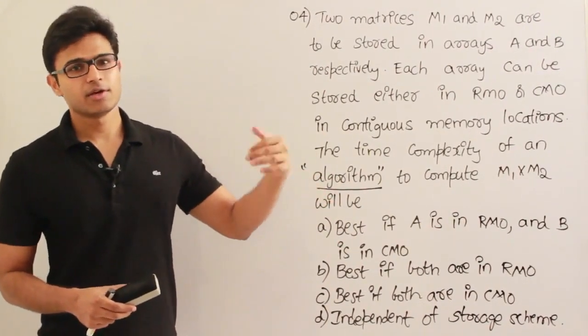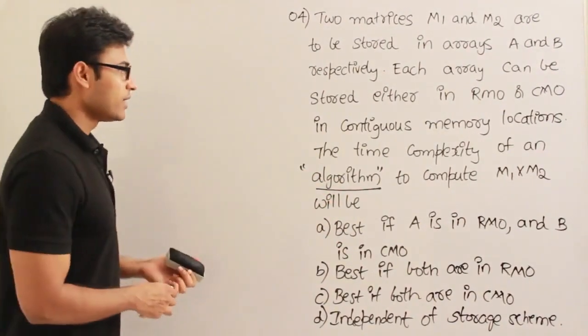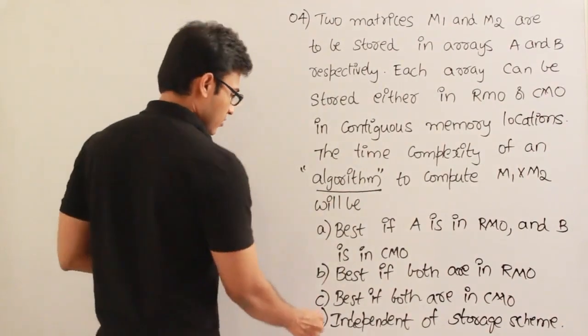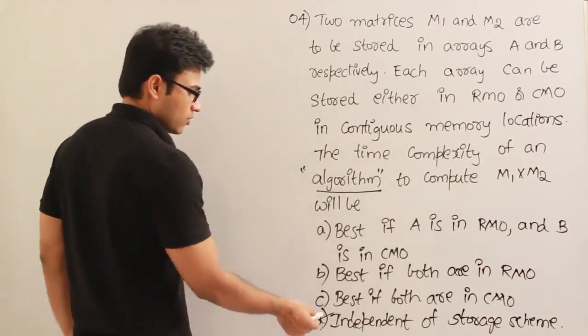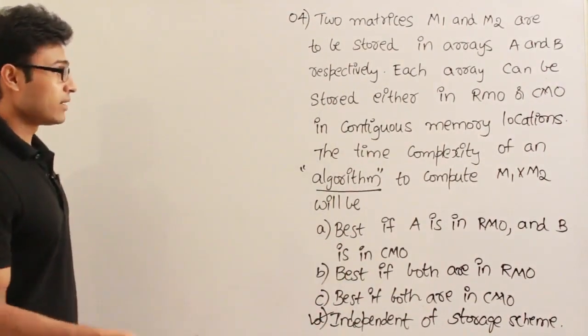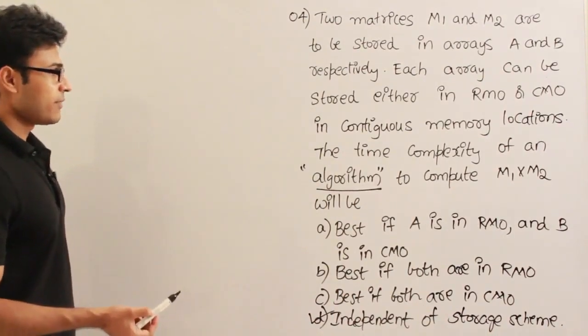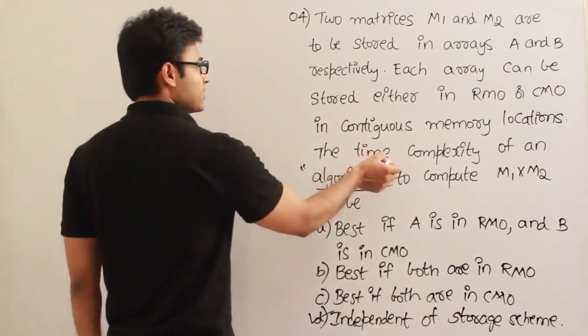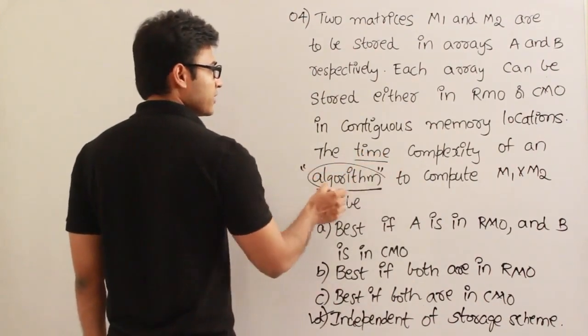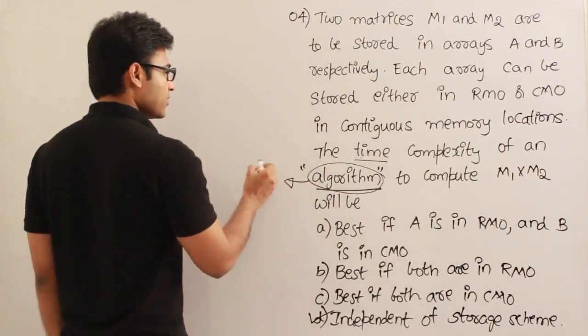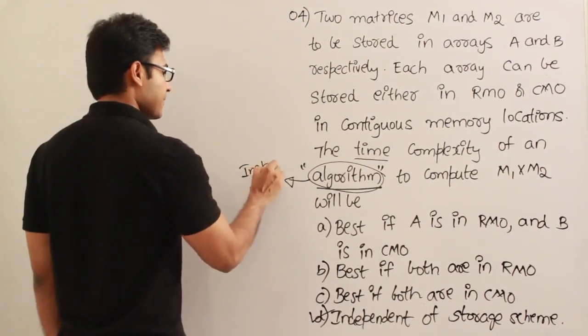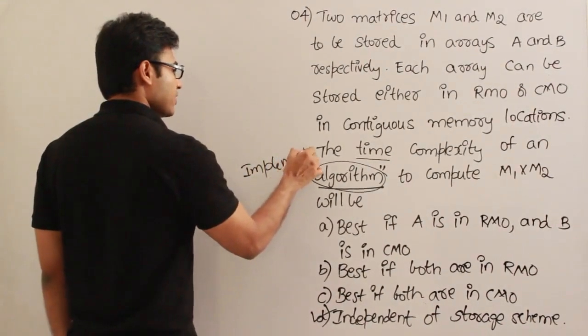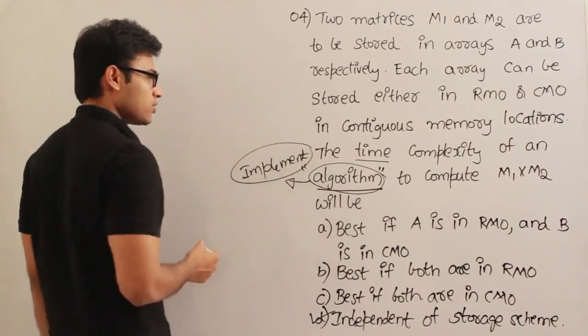but then the implementation time will vary depending on the storage. Therefore the algorithm will never be dependent on the storage scheme, right? So independent of the storage scheme, the algorithm time complexity, right? Now what if I just change it to the time complexity of an implementation to compute it, instead of the algorithm, if I change the word to implementation, right? So if I try to implement it, then let's talk about it.